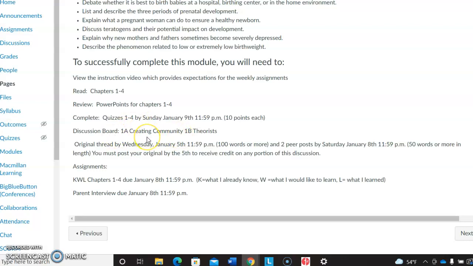Again, the discussion board, normally there's only one board. This week we have 2. One is Creating Community, which basically you just answer a couple of questions that I ask of you, just so the class and I get to know you a little better. And then we talk about theorists in 1B. So there are 2 discussion boards this week. The questions that I ask that you answer are due by Wednesday of every week. That is the discussion boards.